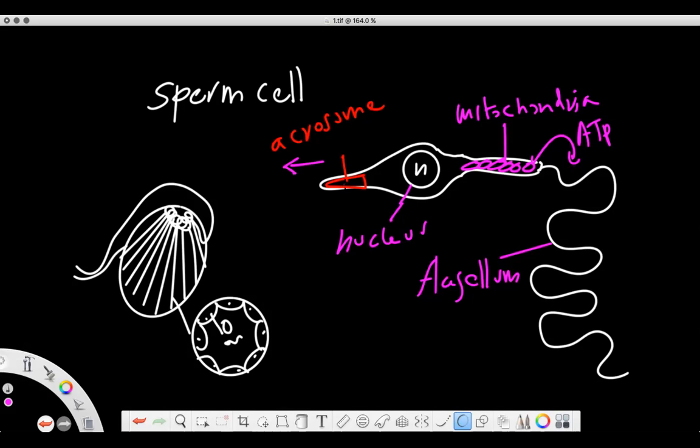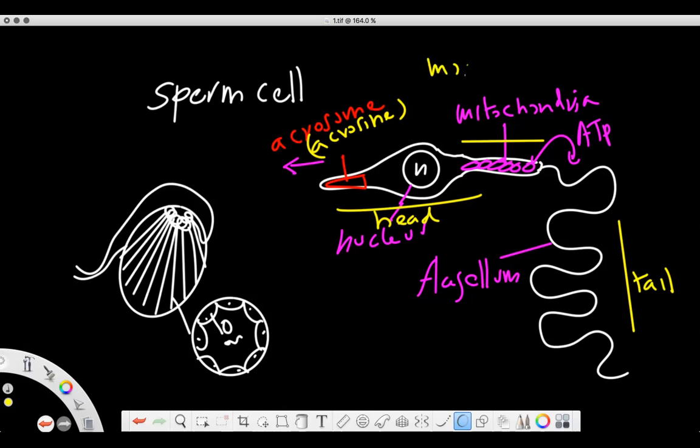And the acrosome at the front side has enzymes. These enzymes are called acrosin. We will see later on what the function of the acrosome and the enzymes is. And generally we can divide this cell into three pieces. This region is the head, this one is called the tail, and this one is called the middle piece.